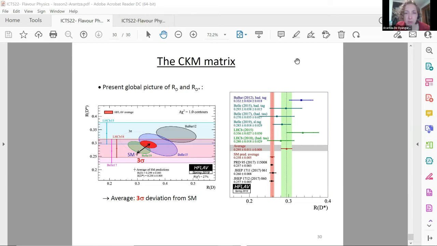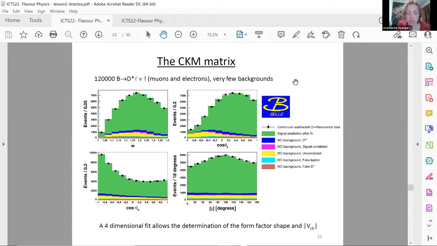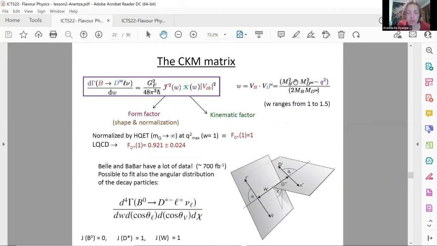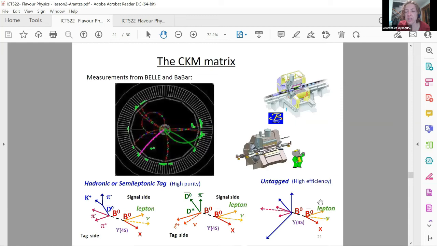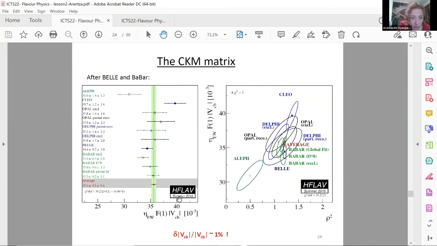Okay. You explained in the case of tag and untag events the difference versus high purity and high efficiency. Is tag better than untag as regards the Vcb determination? This is a very good question. So let's go. The high purity and the high efficiency does mean the amount of signal and the amount of background that you have. I don't know exactly, but maybe we can have a look here. I don't remember what it is.